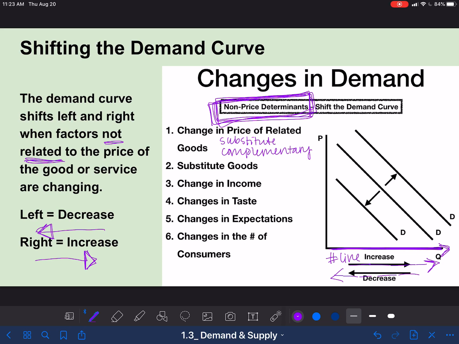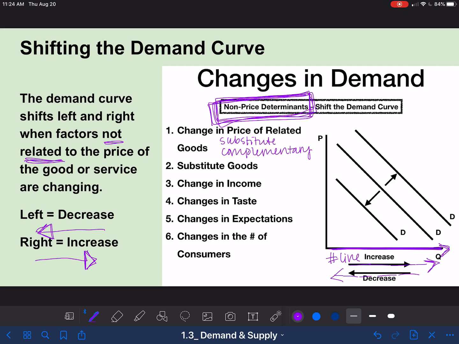So changes in taste is like what's really awesome right now. Changes in expectations is just what we expect to happen. So, current real life example, the pandemic. People were fearful of a shortage of toilet paper. So the expectation that toilet paper was going to disappear forever caused a massive increase in demand for toilet paper. We were expecting it to disappear. For whatever reason, we thought it was disappearing.